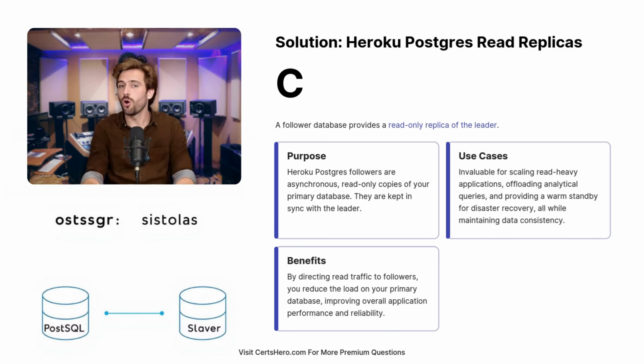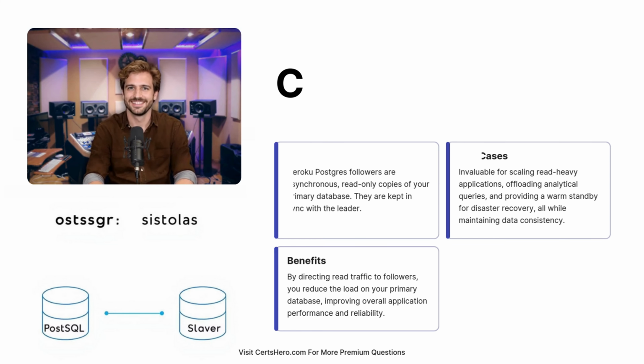Solution: Heroku Postgres read replicas. C. Followers are read-only replicas of your primary database, kept in sync asynchronously. They're perfect for scaling read-heavy apps, running analytics, or serving as a warm standby for disaster recovery. By offloading reads to followers, you ease the load on your primary, boosting performance and reliability.